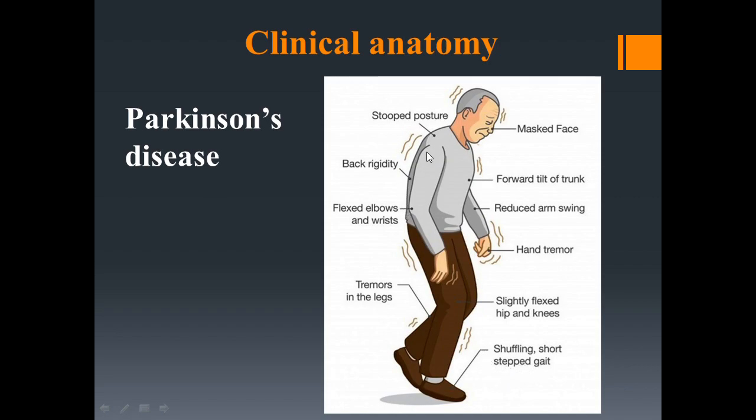Then there is a rigidity in the back. This rigidity is the cogwheel type of rigidity. Then there is flexion of the elbows and wrist, and tremors in the legs also. So these are the characteristic features of Parkinson's disease. And in this patient, you can minimize the symptoms by giving dopamine supplementation like levodopa.